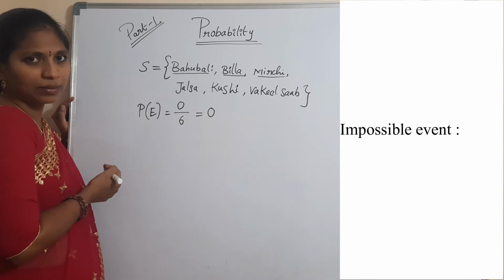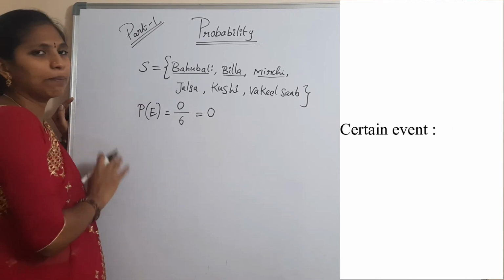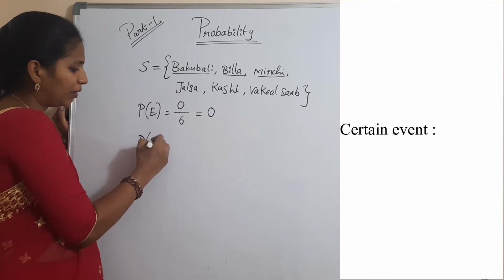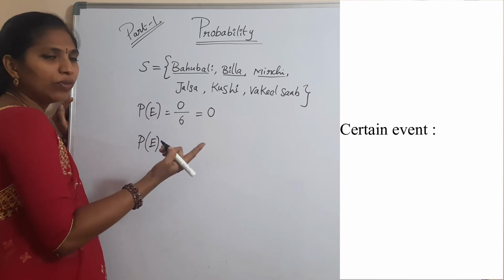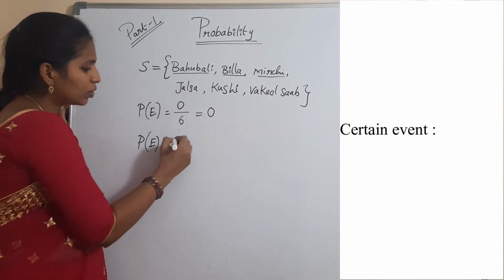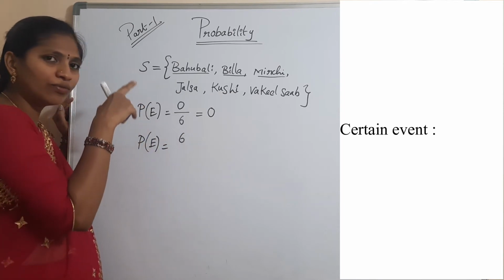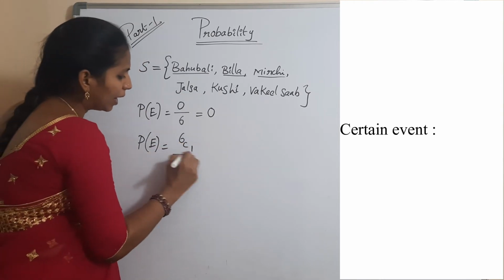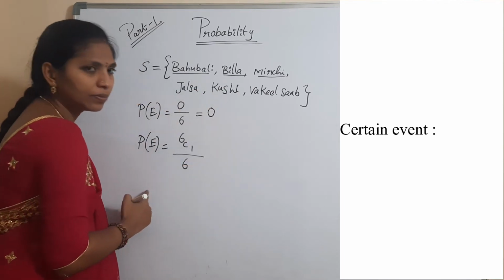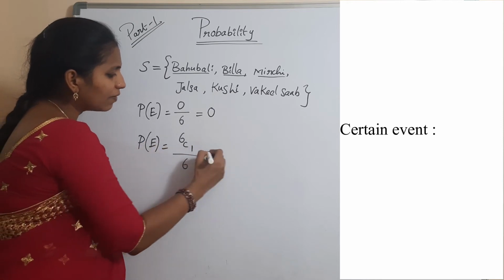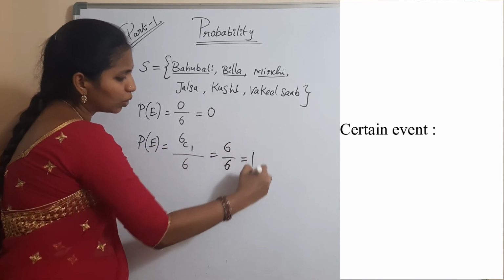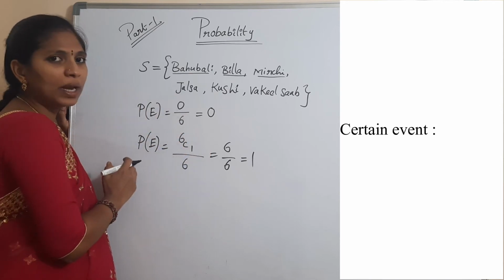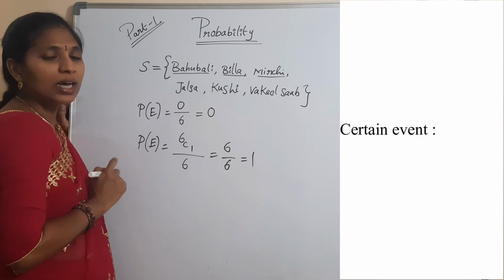Now coming to the certain event. The event is to select any movie from this sample space. So P of selecting any movie: P of E equals, how many movies are there? 6. So I can select any one of those 6 movies. So 6C1 by the number of possible outcomes, which is 6. 6C1 is nothing but 6, so 6 by 6 equals 1. Now P of E is equal to how much? 1. This is called a certain event. If the probability of any event equals 1, then that is called a certain event.